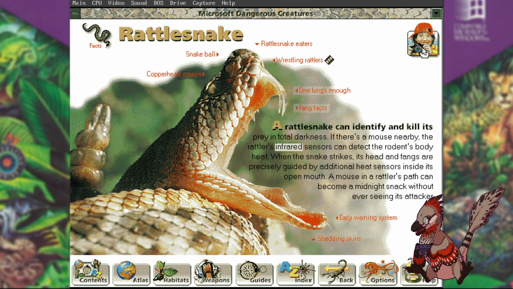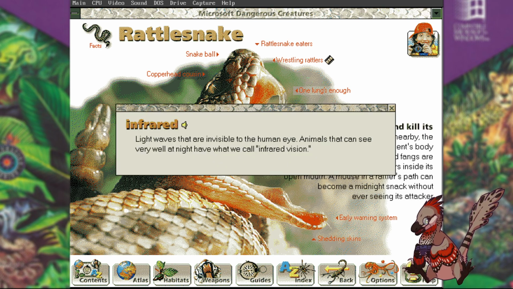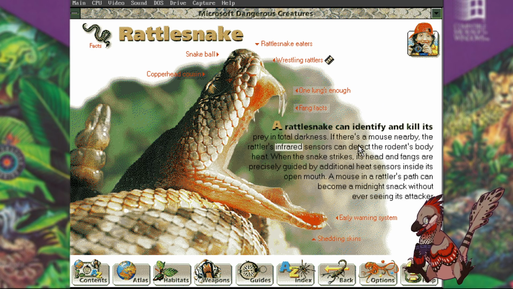Splendid. Right, and again, we can look at what infrared means if you shouldn't know. Light waves that are invisible to the human eye. Animals that can see very well at night have what we call infrared vision. I actually did not know about it having these heat sensors in the rattler. I know about the heat sensors in the mouth, but I didn't actually know that the rattler itself also had the heat sensors. That's very interesting to actually learn about.